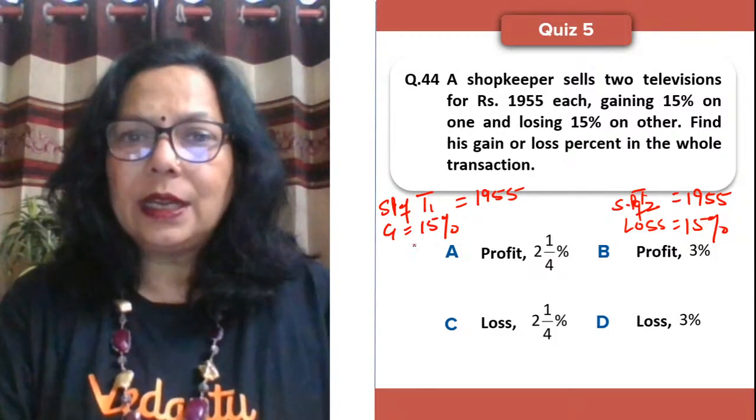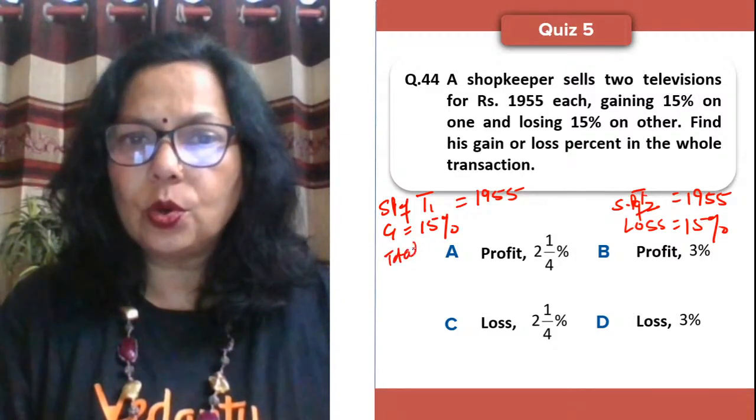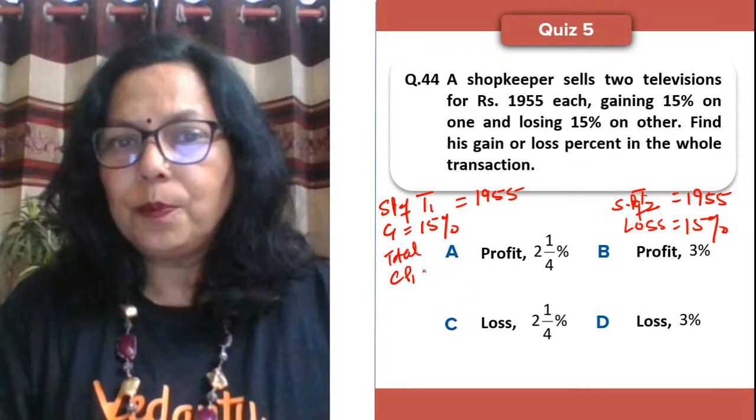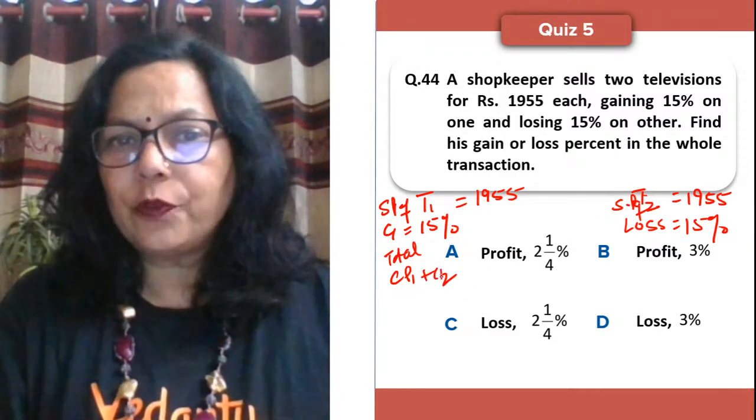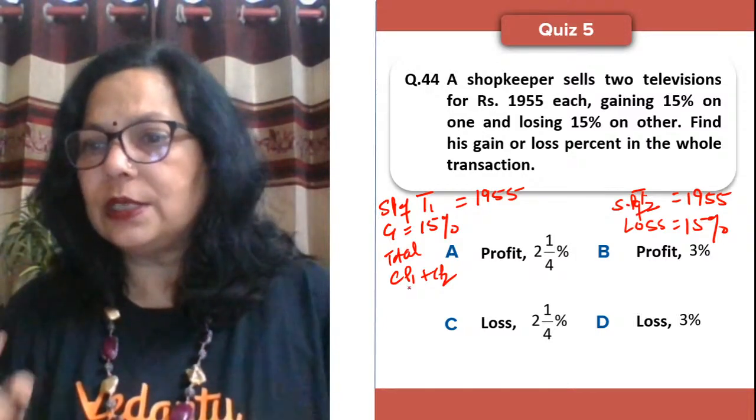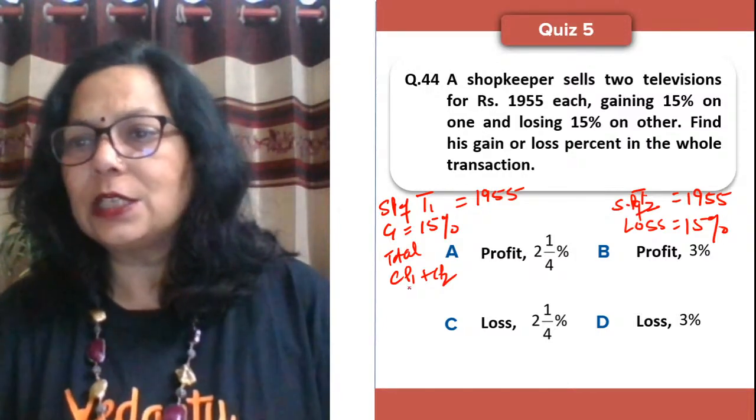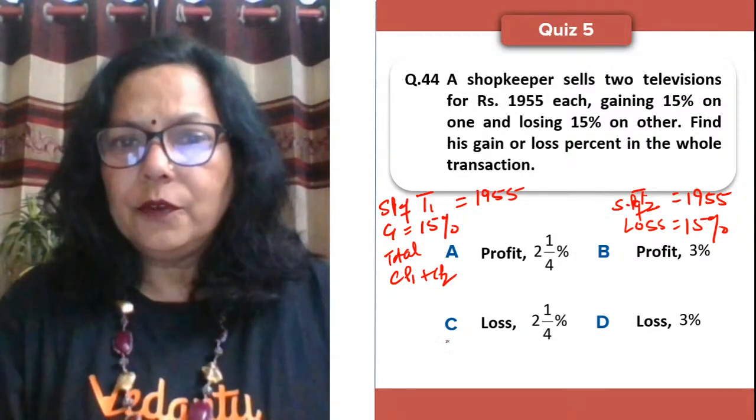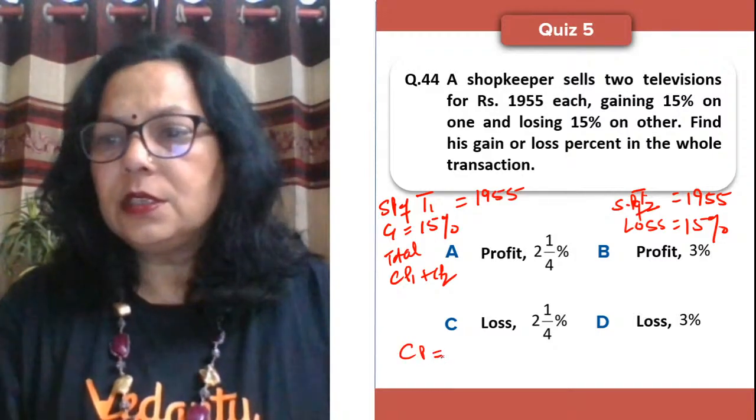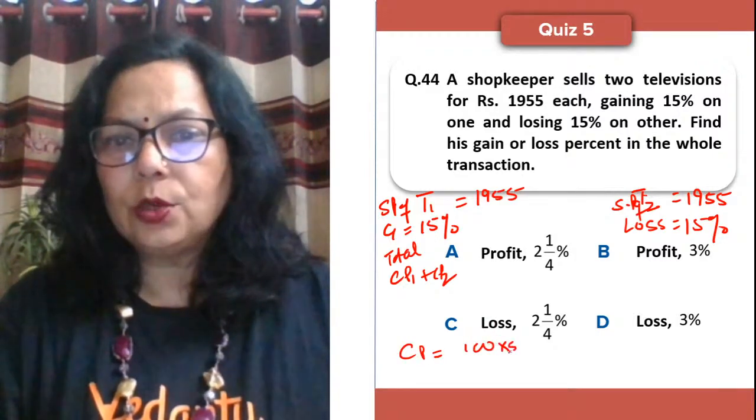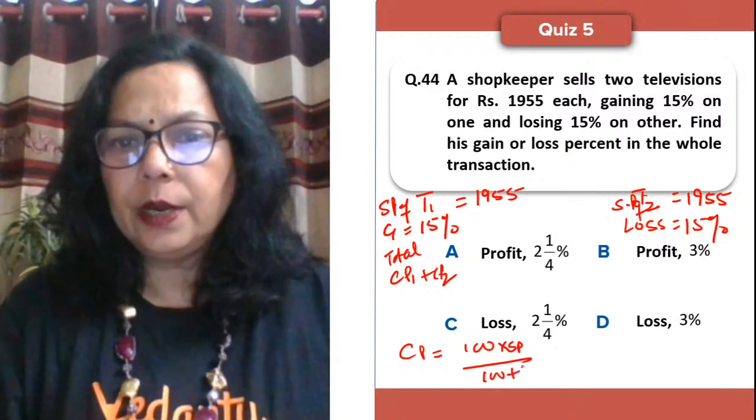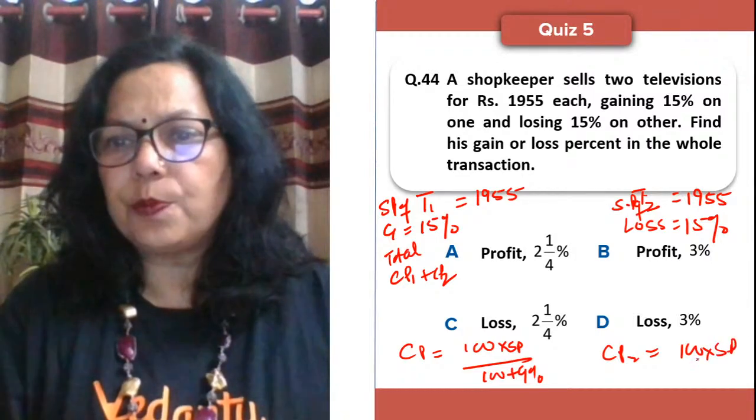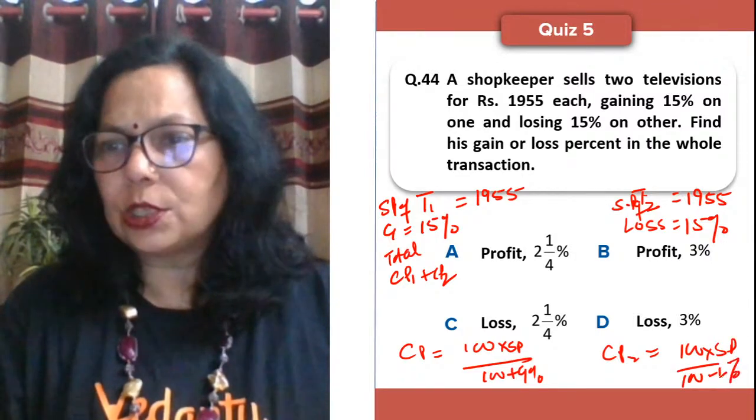To find the total, what should you have first? Total CP, which is CP1 plus CP2. So first you have to find out CP1. What is the answer of CP1? Which formula will you use for CP? CP is equal to 100 into SP upon 100 plus gain percent, and CP2 is 100 into SP upon 100 minus loss percent.